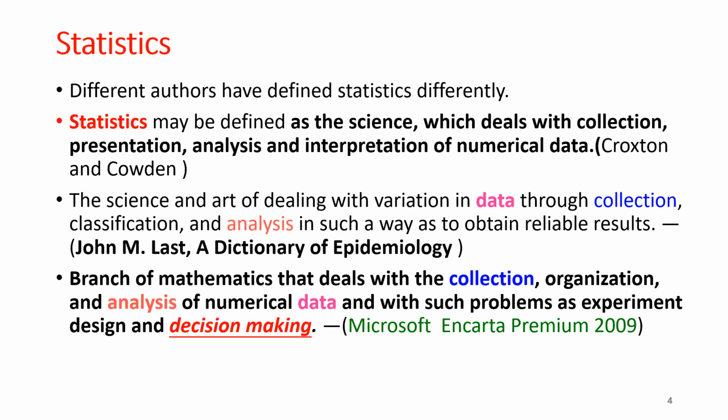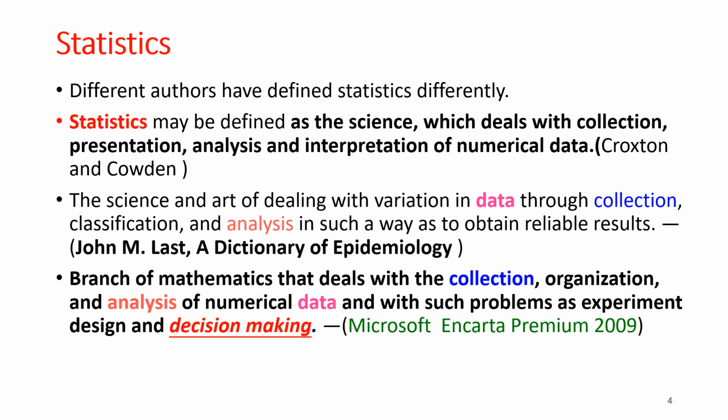What do we understand when we see statistics? Well, different authors have defined statistics differently. Some have put it up as the science which deals with the collection, presentation, analysis and interpretation of the numerical data, while others have put it up as a science and art of dealing with variation in data through collection, classification and analysis in such a way as to obtain reliable results. Well, this is as per John Last. As you know, John Last is the one whose definition of epidemiology is the go-to one.